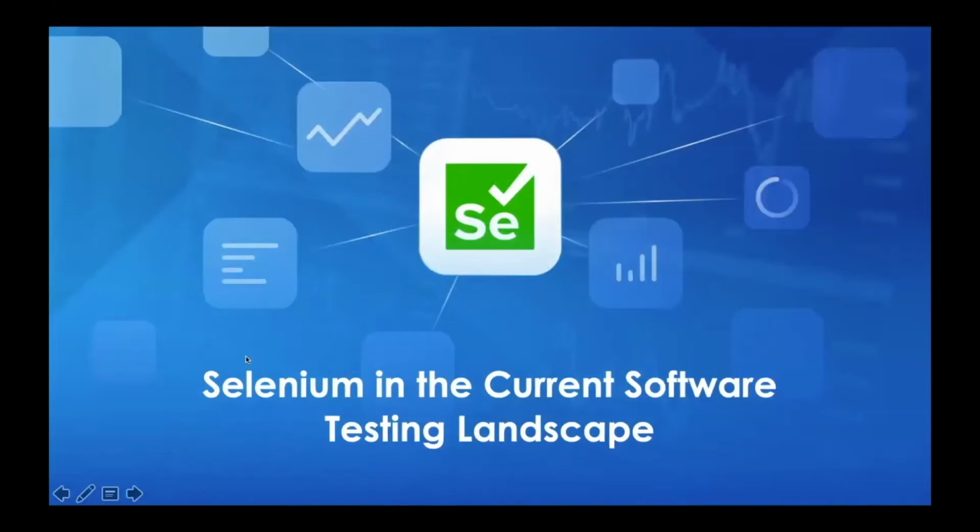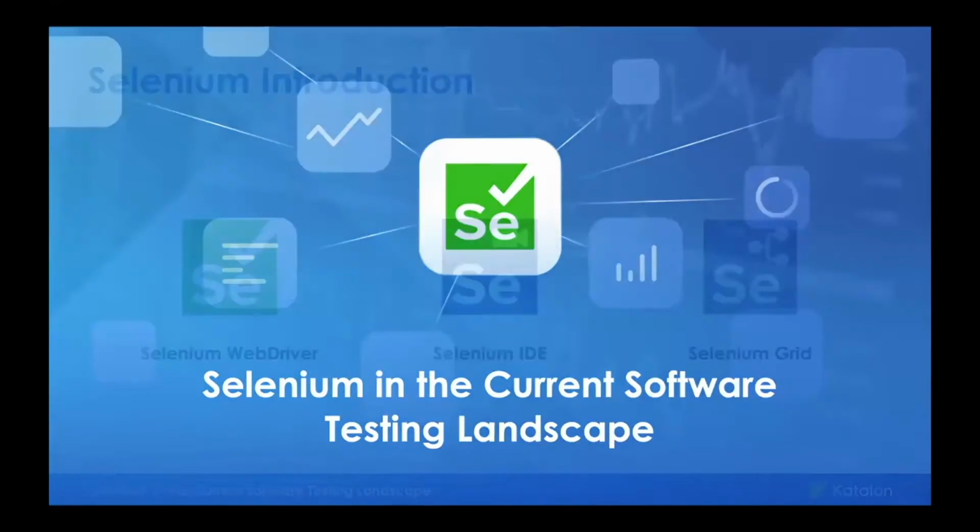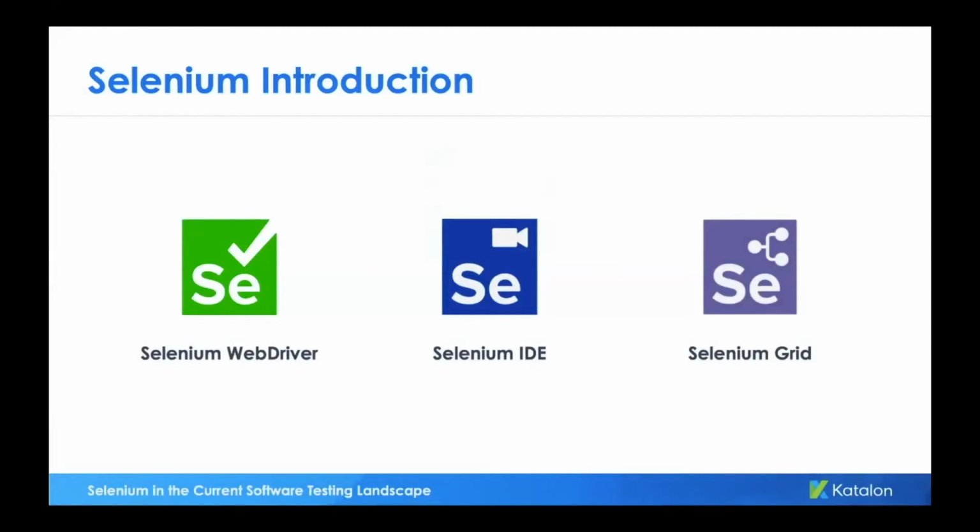So first of all, Selenium in the current software testing landscape. Selenium was first released as an extension for recording and playback, and it eventually grew to become one of the most popular tools for test automation. Selenium was first developed back in 2004 by Jason Huggins, a programmer at ThoughtWorks. And later that year, the tool was open sourced, and since then, it has evolved significantly.